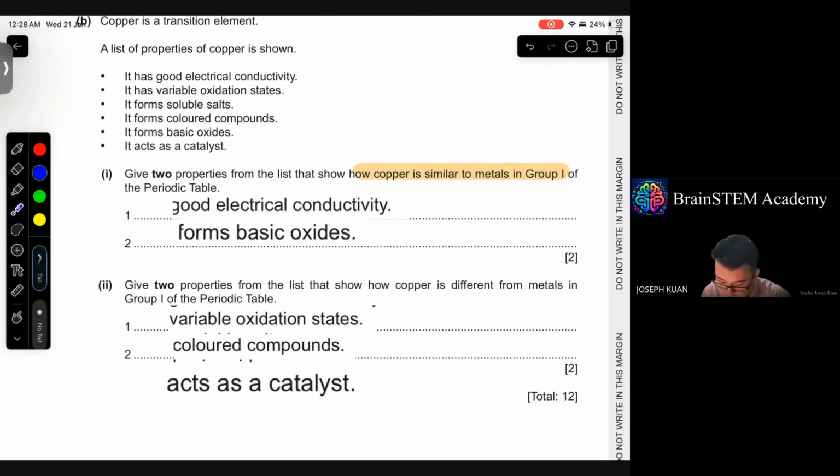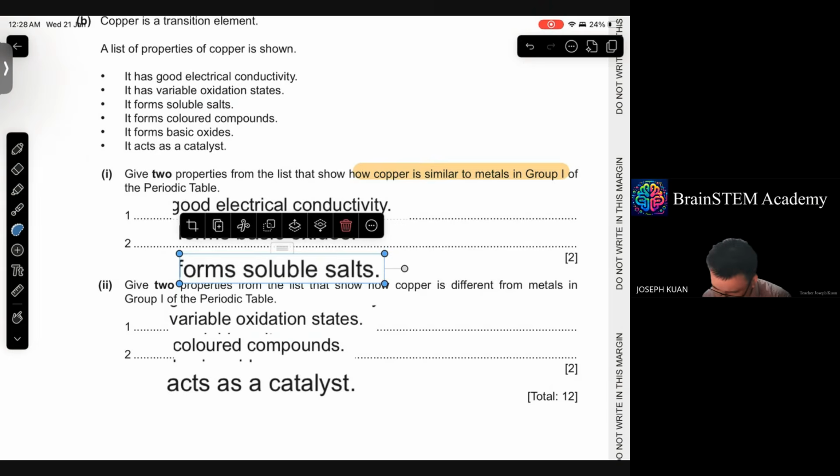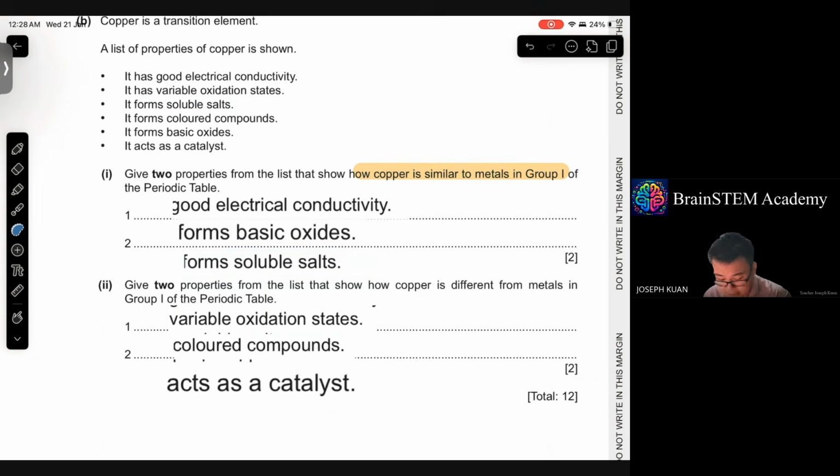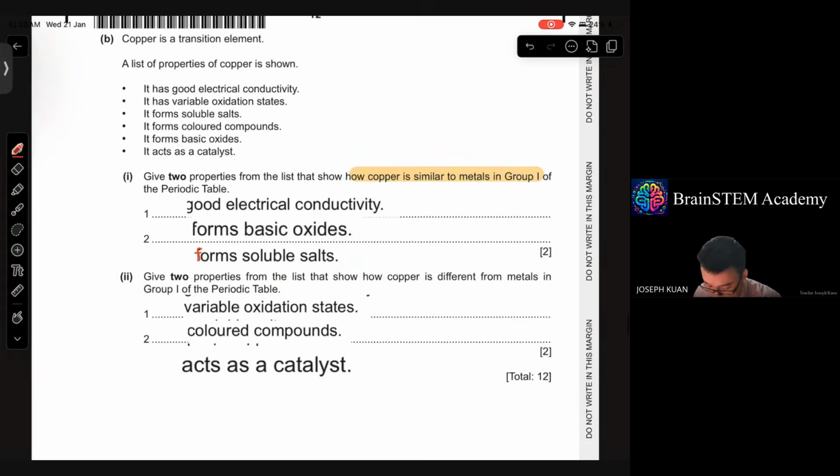Okay, I think you can also put the form soluble salts under 1. But disclaimer, not all copper salts are soluble. Okay, but some of them are soluble, like copper 2 nitrate, copper 2 chloride, and copper 2 sulfate. Okay, so we can pick either of these answers. It's just 1, 2.